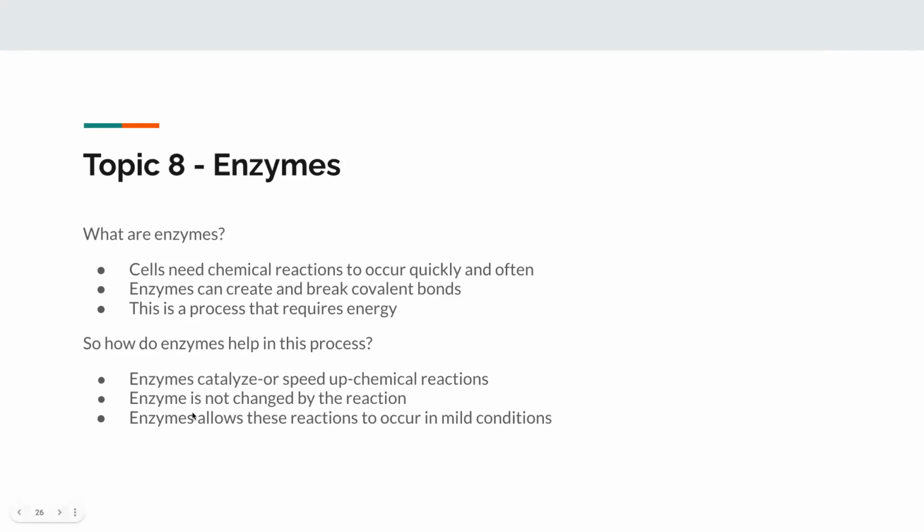Enzymes help in this process by catalyzing or speeding up these chemical reactions, but the enzyme is not changed by the reaction that occurs. And the enzyme allows these reactions to occur in mild conditions. So if you have an enzyme, then you're not going to have to heat up the cell to make this covalent bond or break this covalent bond. You can do it without having to really change the conditions the cell is in.